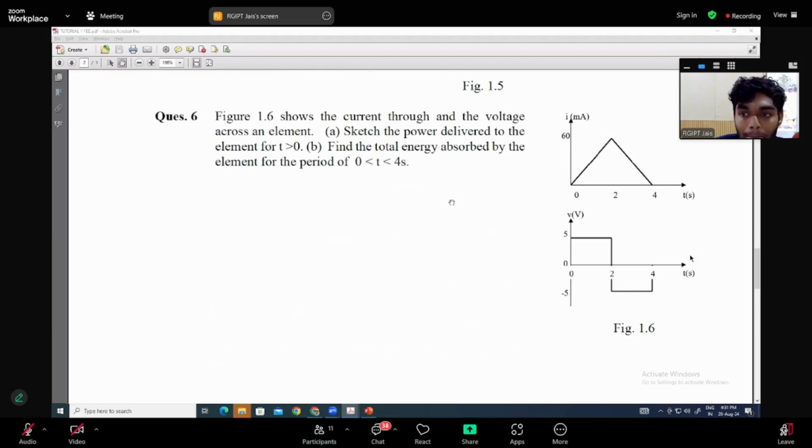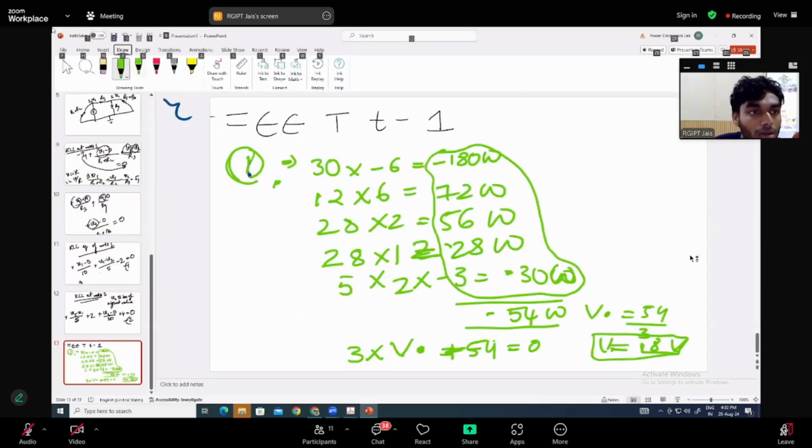Second part. To solve the second part, first we have to draw the graph of power from the first part. So I will draw the graph and I'll explain it.